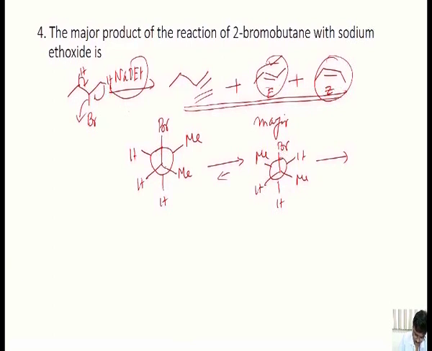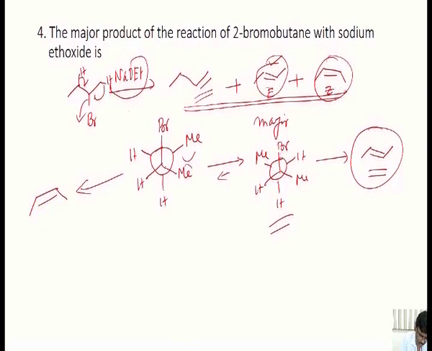if you look at these two conformations, this is more favored, because it is less sterically hindered and this maintains the anti-periplanarity, it can lead to the formation of the trans olefin. On the other hand, this can lead to the formation of cis olefin, and the formation of this trans olefin will be higher, and this reaction proceeds via E2 elimination.